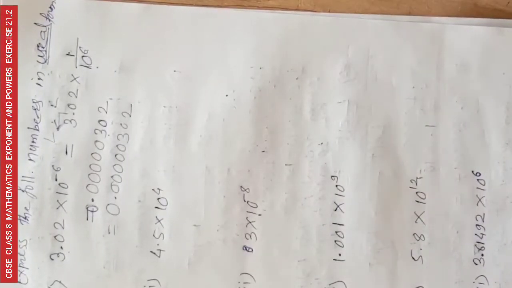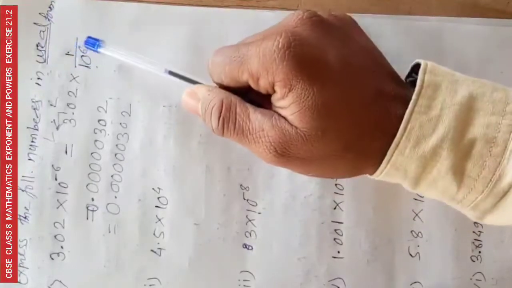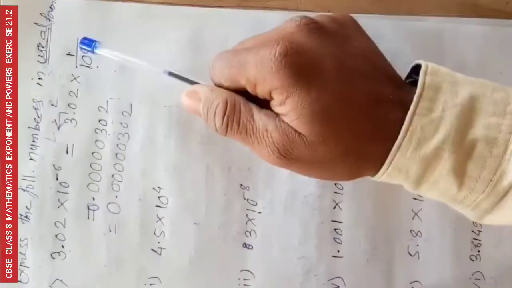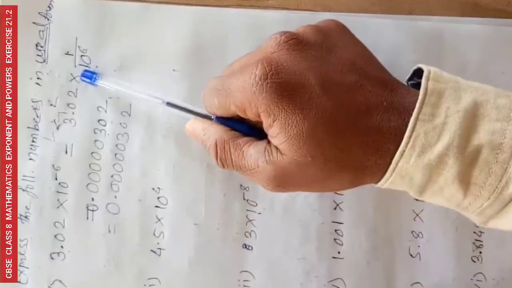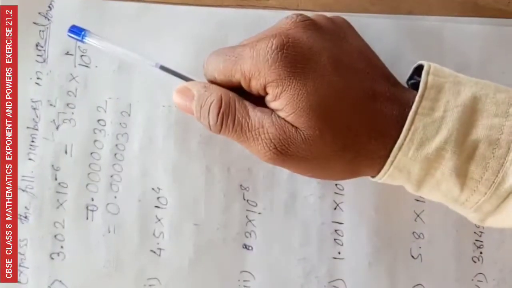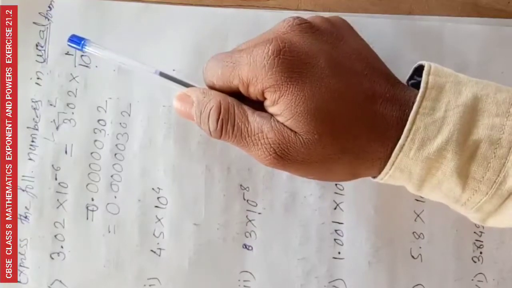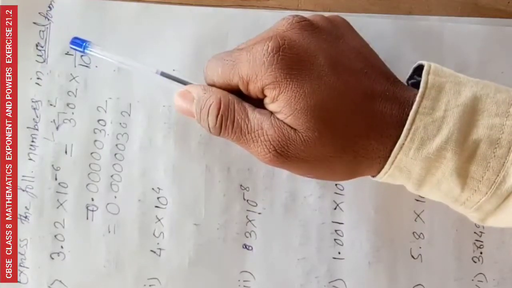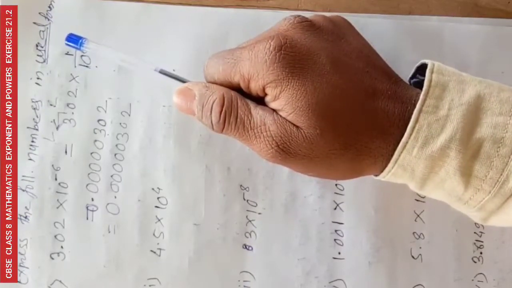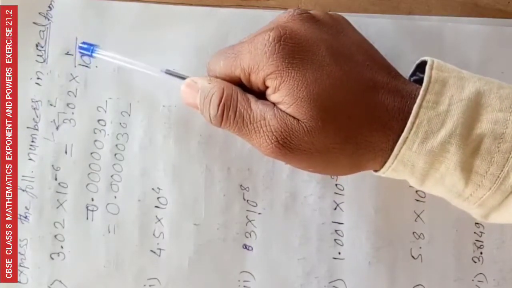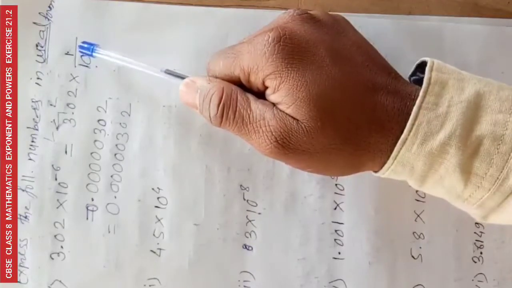So we just simply write down 3.02 as it is, and this negative exponent we write in the form of positive, that is, 1 upon 10 raised to the power 6. Now here 10 raised to the power 6 is present in the denominator. So that means the decimal point position in the given number can be shifted from right to left. How many places? 6 places, which come from the 10 raised to the power 6.